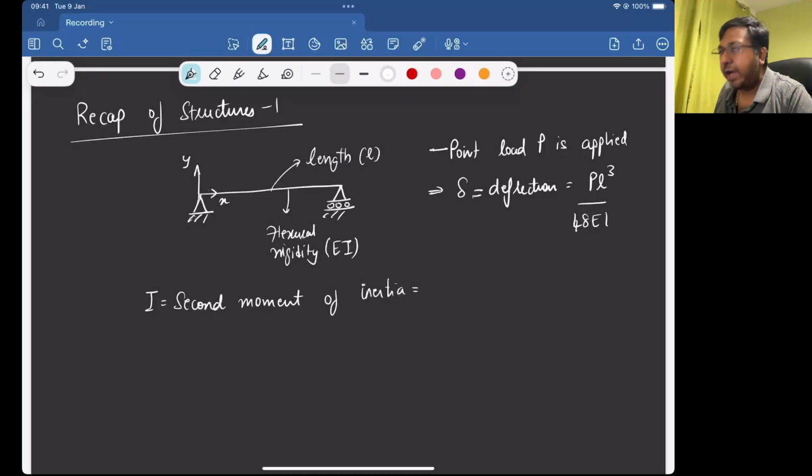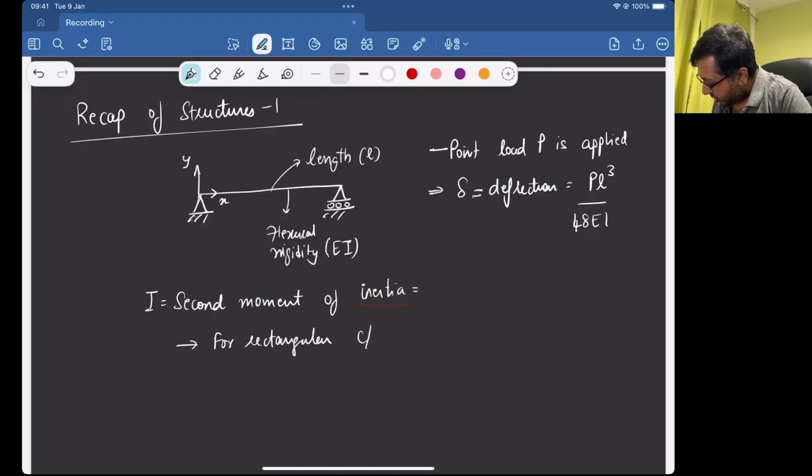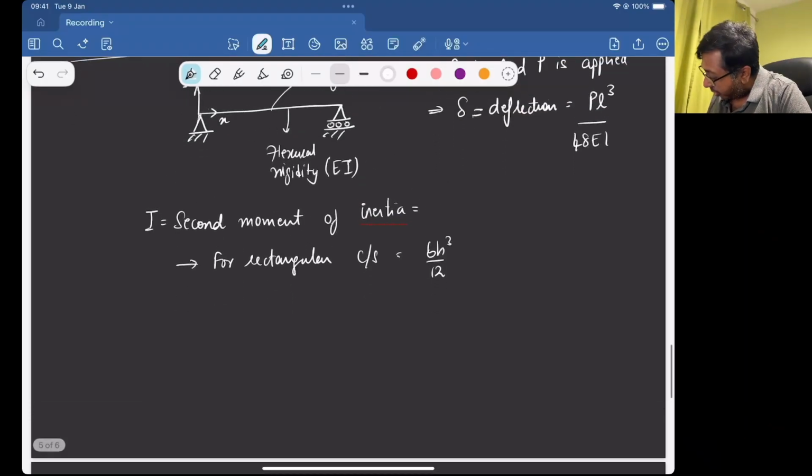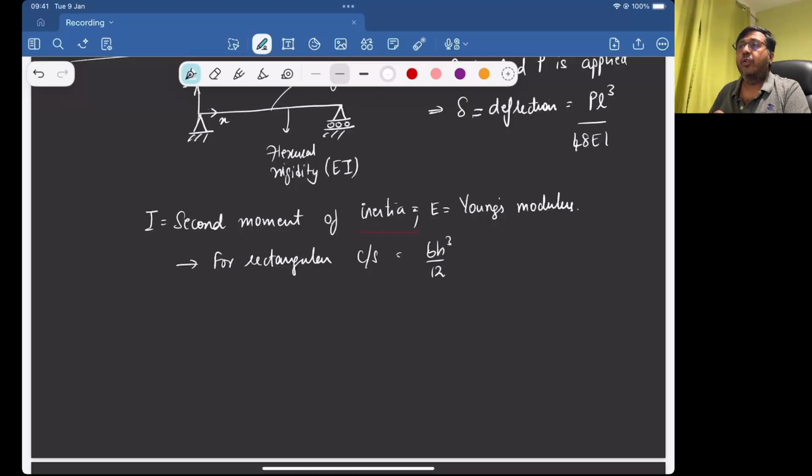And let's say if we had a rectangular cross section, then for a rectangular cross section I can be equal to BH cubed by 12, right? And E is nothing but our Young's modulus, so that we are all clear and on the same page. E is our Young's modulus. Okay, so now the question comes in: why is E so important?